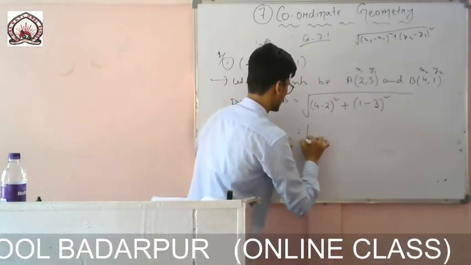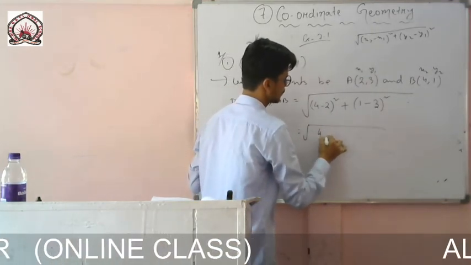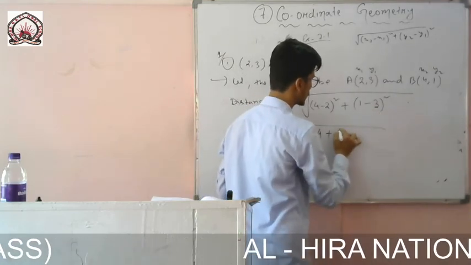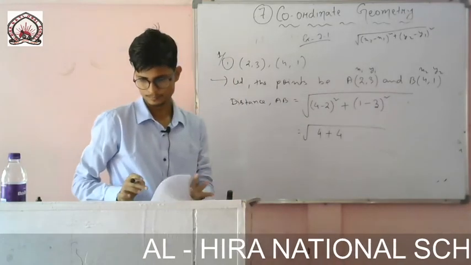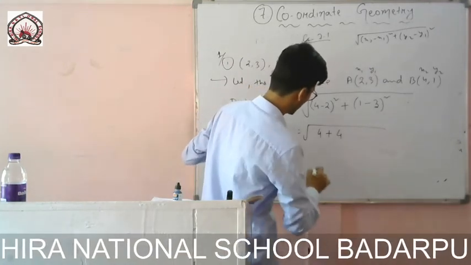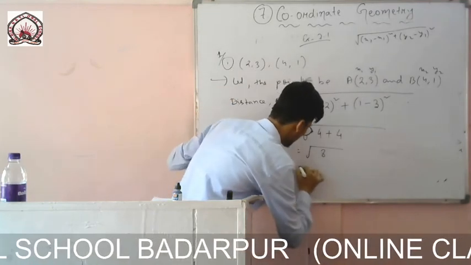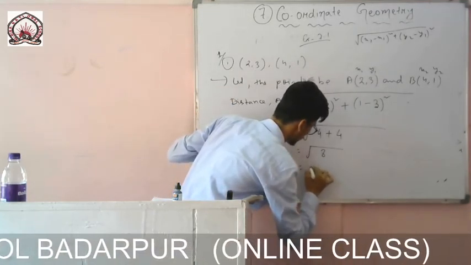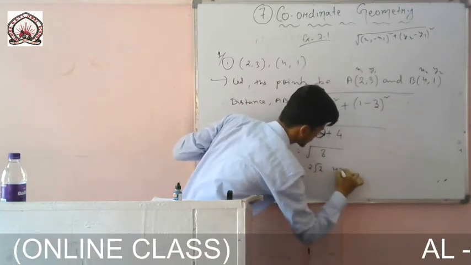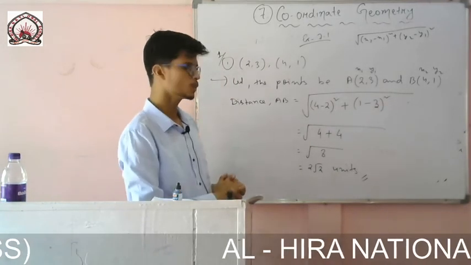Now if I solve it, 4 minus 2 is 2. So 2 square is 4, plus 1 minus 3 is minus 2, and minus 2 square again is 4. So 4 plus 4 I can write as 8. And 8 I can write as 4 into 2, so it will be 2 root 2. Since it is talking about distance, you write units. So the answer will be 2 root 2 units.